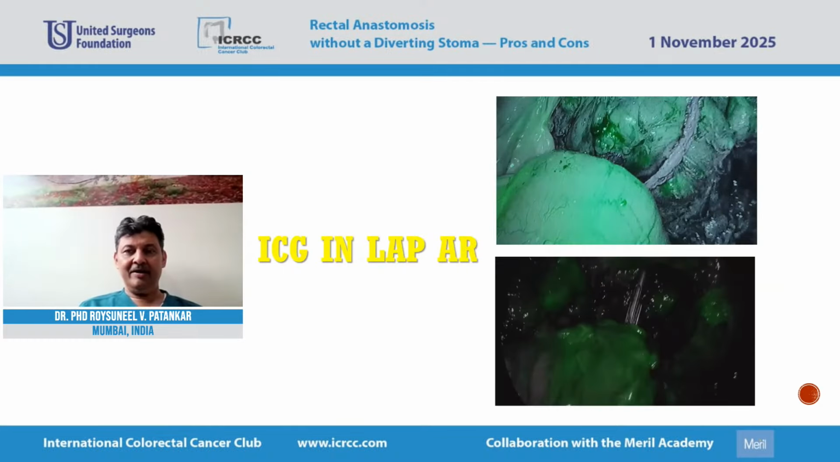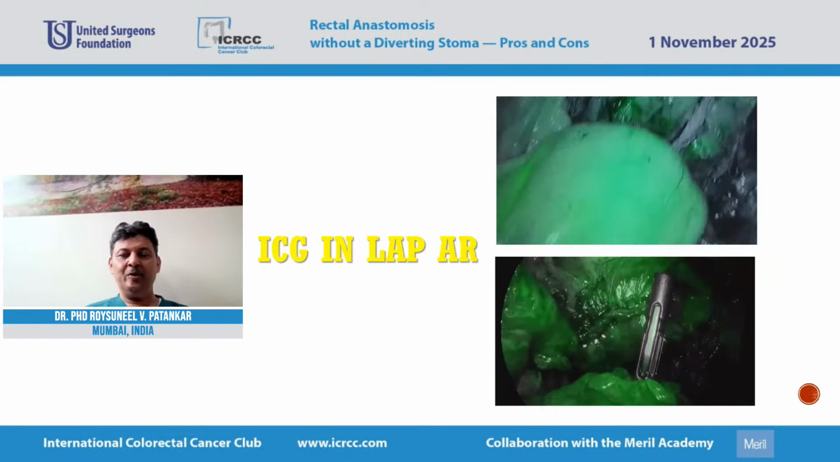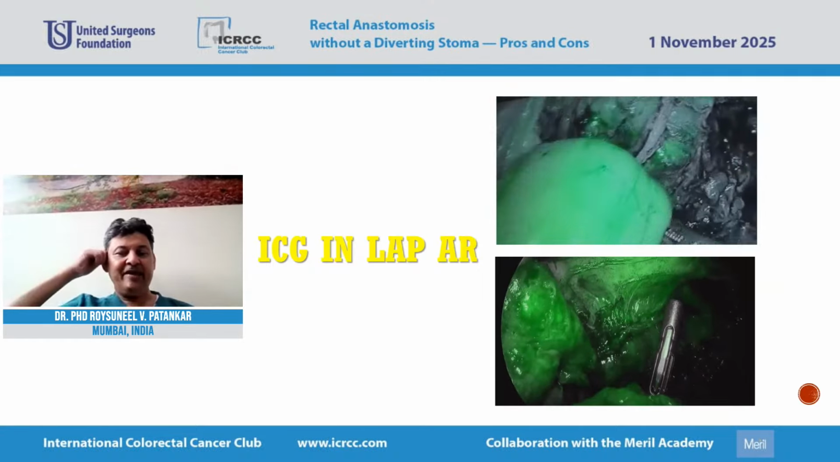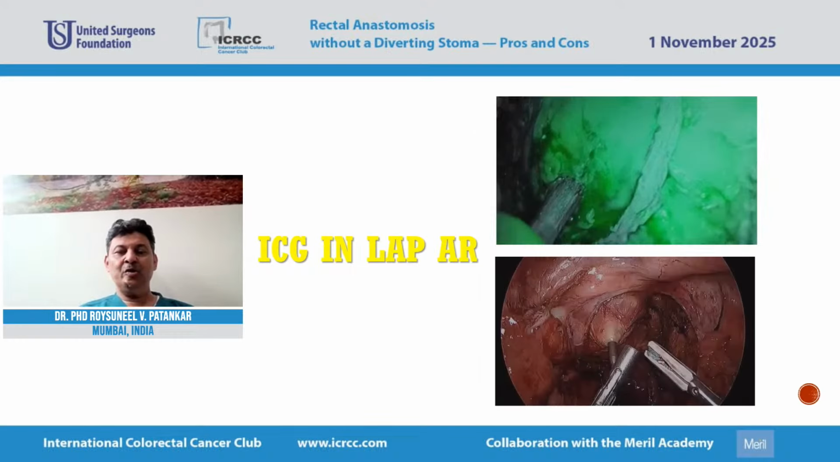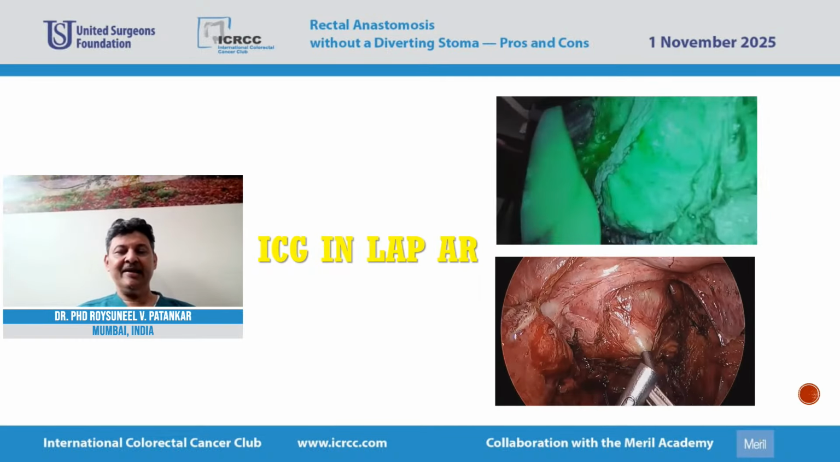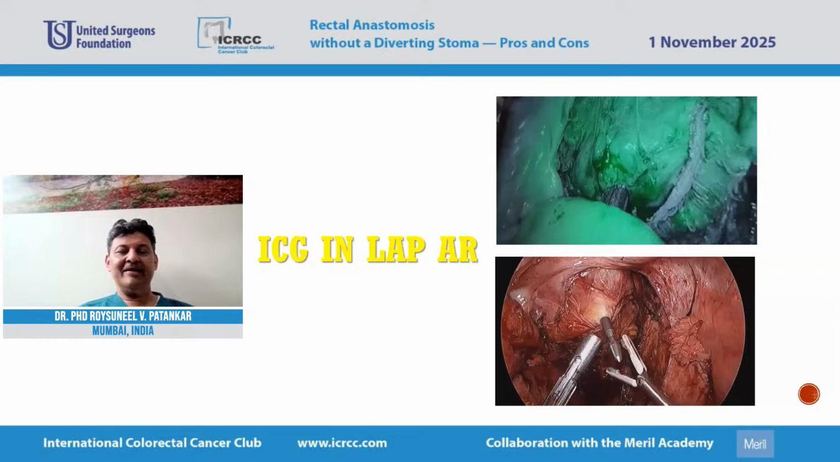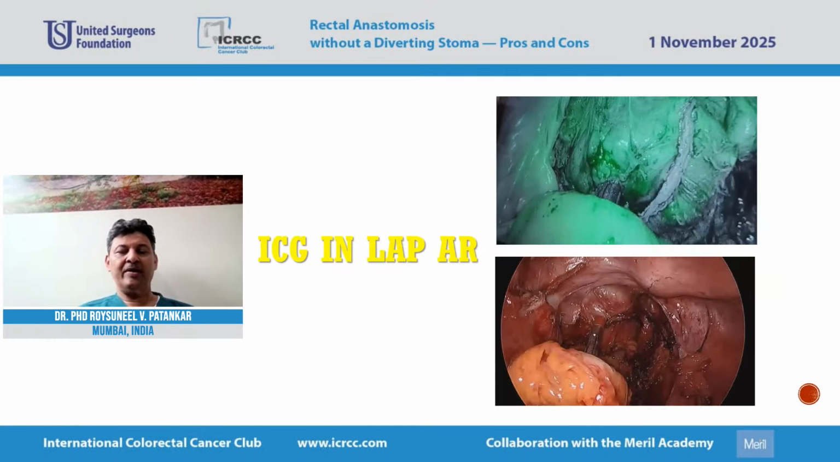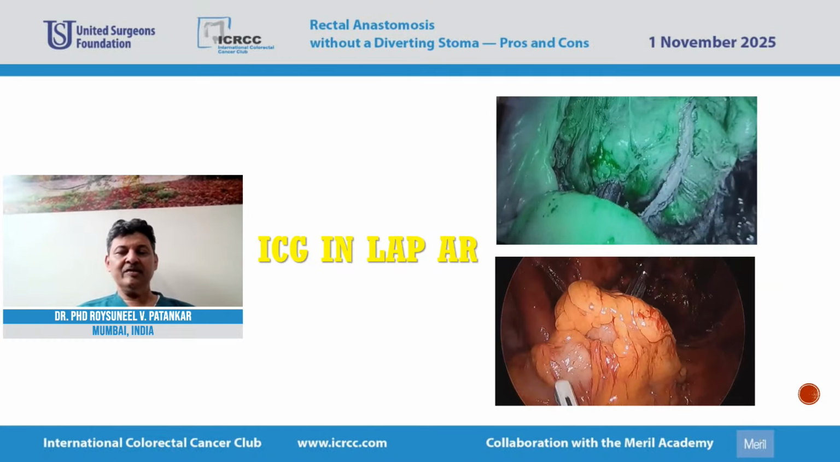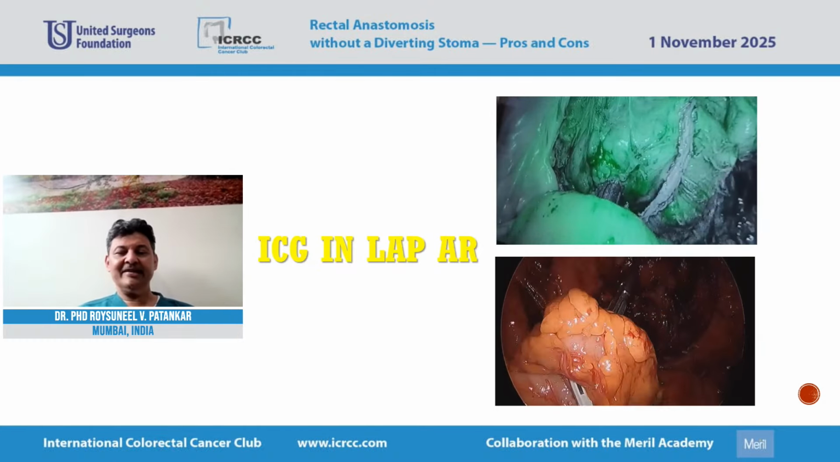This is two videos of how we do it. So proximal, before we engage the stapler, we will give 2 milligrams of ICG intravenously and check the vascularity of the proximal colon and the distal rectum. You see me engaging the stapler after confirming that there is green all the way around. And in this patient, if there is no tension on the anastomosis and the vascularity is good, we do not defunction these patients routinely.